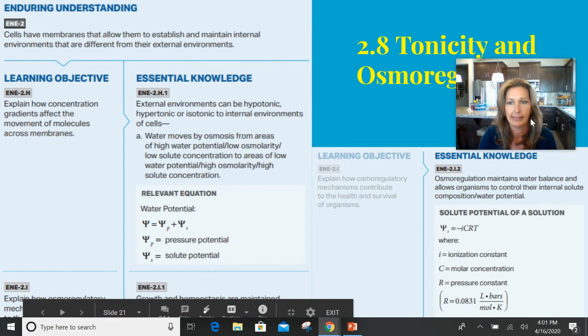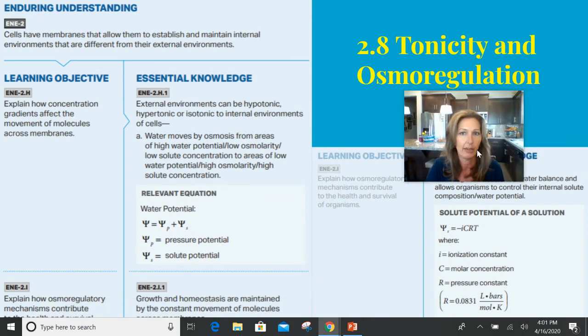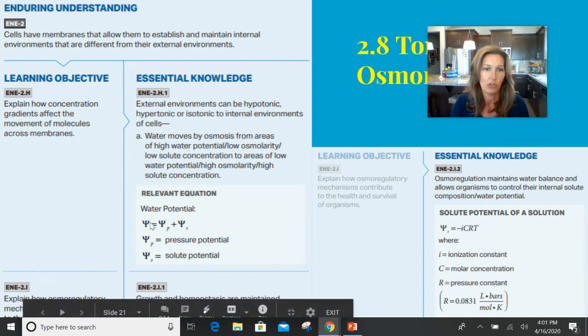All right. Here's where you look and you see what is written on this page for tonicity and osmoregulation, and you start freaking out. Remember, you don't need to freak out. You see these little symbols, these psi for water potential, and go, oh no, that looks so scary. But remember that water potential, what we're talking about is how concentration affects water movement through cells. Water potential is just that measurement.